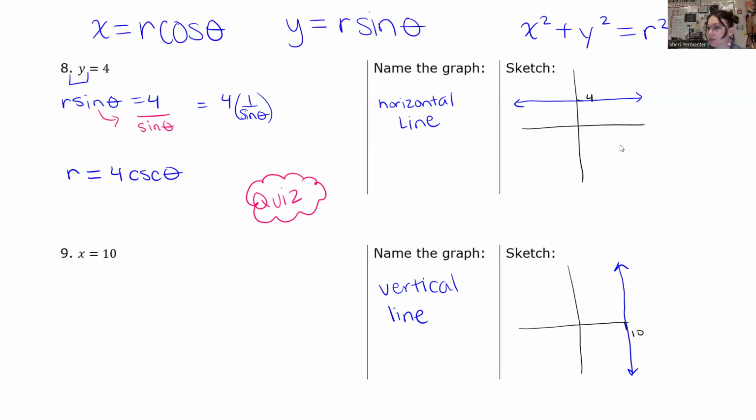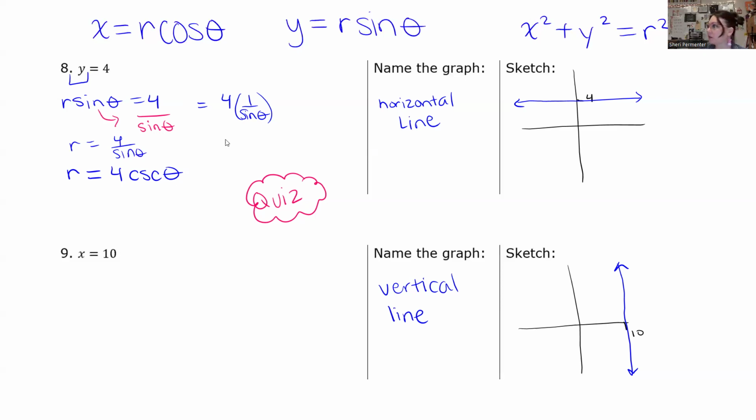And again, you'll start seeing the pattern to where you don't have to write out all the steps. However, for your quiz, that is what I want to see. I want to see that your first step is r sine theta equals 4. Then I want to see that your next step, in between, is r equals 4 over sine theta. So I want to see this in blue, this in blue, this in blue.